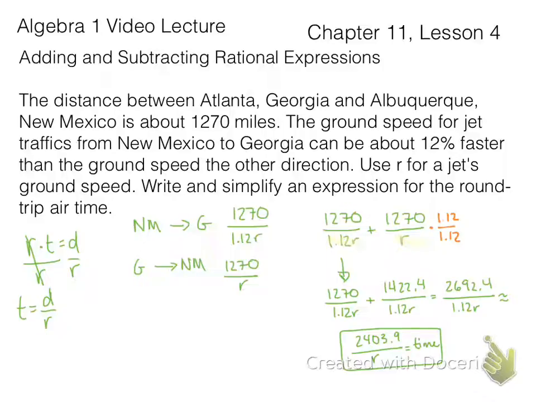Now, the cool thing about this formula is that it really doesn't matter how fast the jet's going. We just know that it's 12% faster when it's going from New Mexico to Georgia thanks to that westerly wind. All right, so my jet could be going 500 miles per hour, and the r is what's going to change each time. But no matter what, going from New Mexico to Georgia, the time's going to be 12% faster.